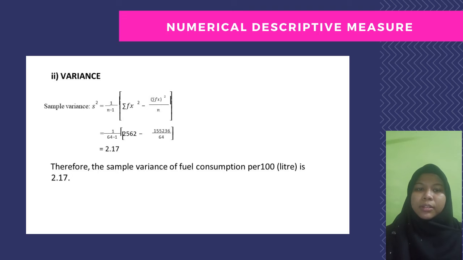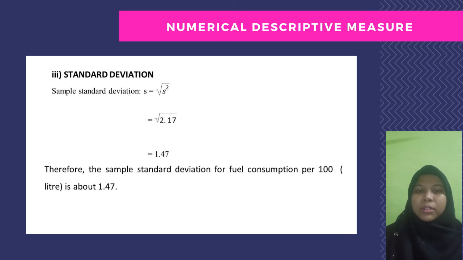For the variance, sample variance, we use the formula, and we can get the answer is 2.17. For the standard deviation, we just use formula 2, and we can get the answer with 1.47.